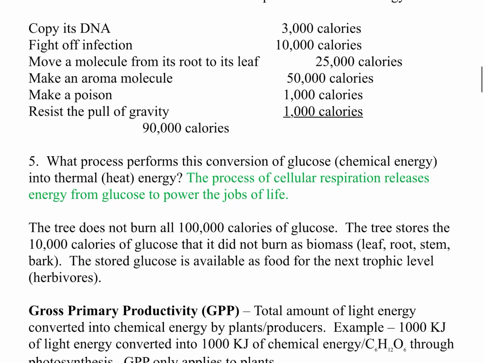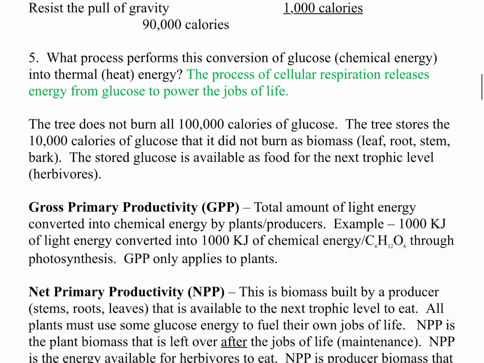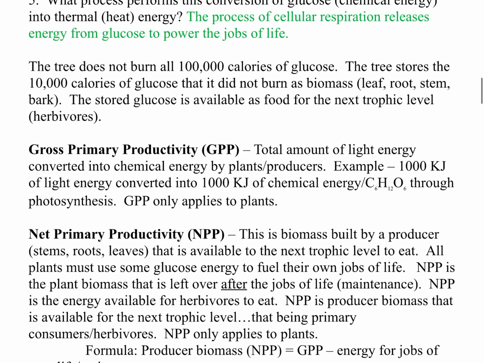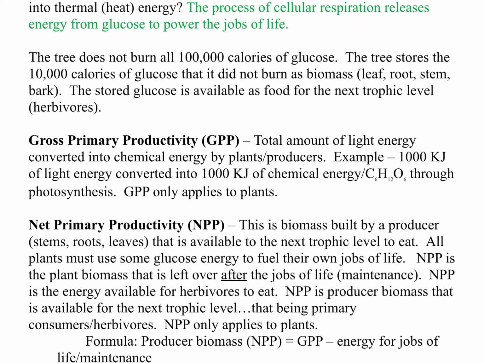So what process performs this conversion of glucose, of chemical energy, into thermal energy? The process of cellular respiration. That's what releases energy from glucose to power the jobs of life. So the tree does not burn all 100,000 calories of glucose. The tree stores the 10,000 calories of glucose that it did not burn as biomass. So that's the remaining 10,000 calories becomes leaf, root, stem, bark, basically the stuff that builds the plant.